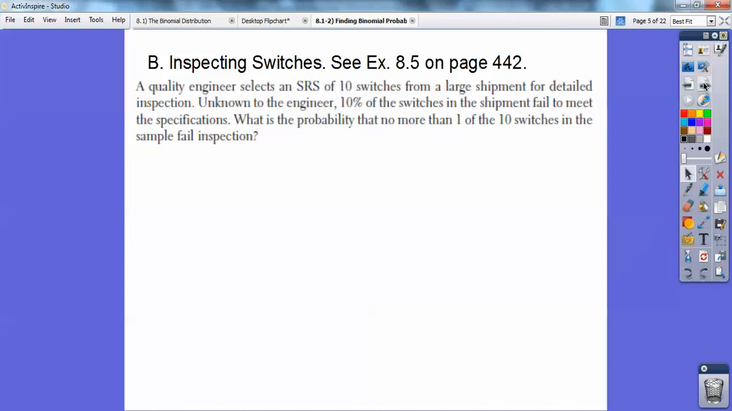Remember what we discussed in that last lesson: this was a binomial situation because with 10,000 switches, pulling just one switch away doesn't change that probability very much. So what's the probability that no more than one of the 10 switches in the sample fail inspection? This is what we're looking for, no more than one. So you can get 0 switches failing or 1 switch failing. Write that down, boys and girls.